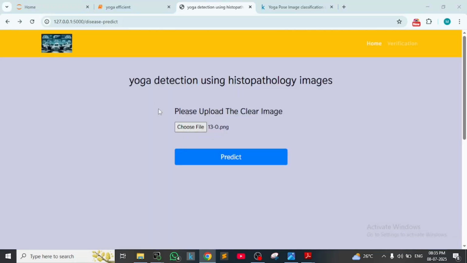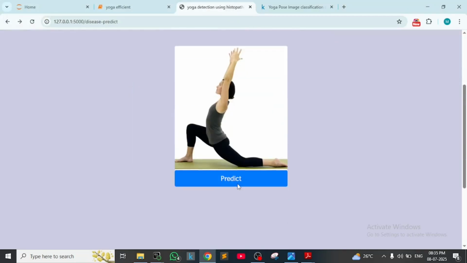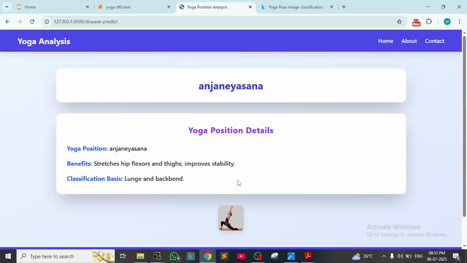See another one, the last. Predict. Anjaneyasana. Yoga position detail: Anjaneyasana. Benefits: stretches the hip flexors and thighs, improves stability. Classification basis: lunge and back bend.